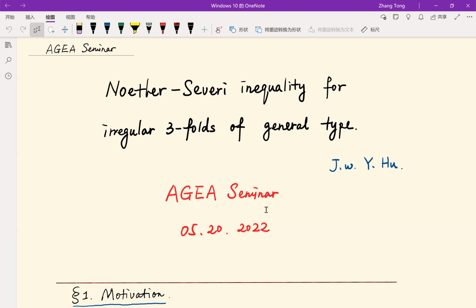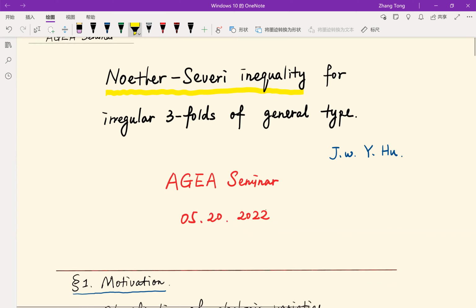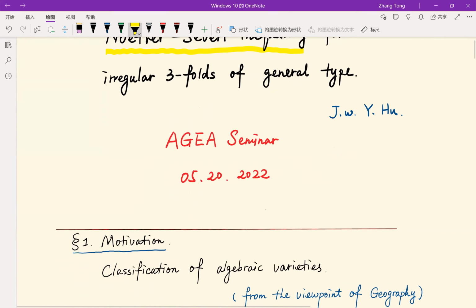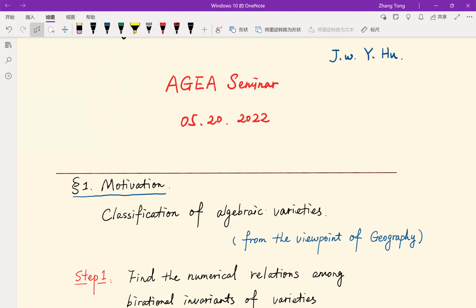Okay, so today I want to talk about this Noether severity inequality, and this inequality for irregular three-folds of general type. This is a joint work with Yong Hu, who is now a faculty member at Shanghai Jiao Tong University. So I will first start from the motivation, and if anyone has questions, just feel free to interrupt me.